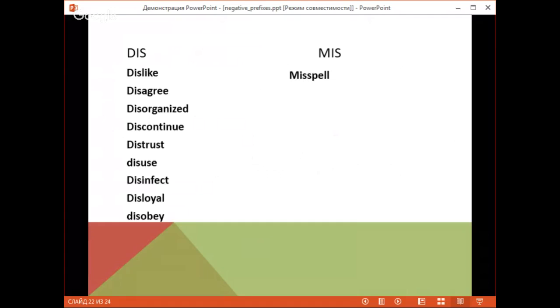Well, first of all, misspell, to spell wrongly. Misplace, to put in a wrong place, right? To misunderstand, when you don't understand somebody correctly. To mislead, when you give the wrong way, when the person can actually misinterpret what you're saying.